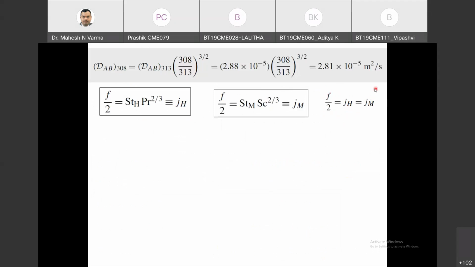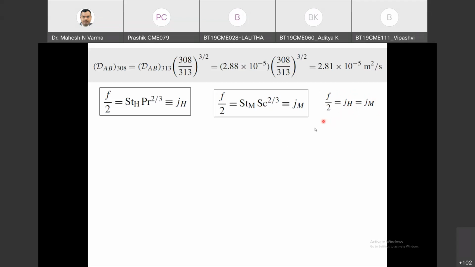For the calculation of mass transfer, we used this because in heat transfer all the parameters are given properly. So using this second part, JH equals JM, we got the mass transfer coefficient. This calculation we have already done. Similarly, using the first part, f/2 equals JH, because this is true for flow over a flat plate: f/2 equals JH equals JM.